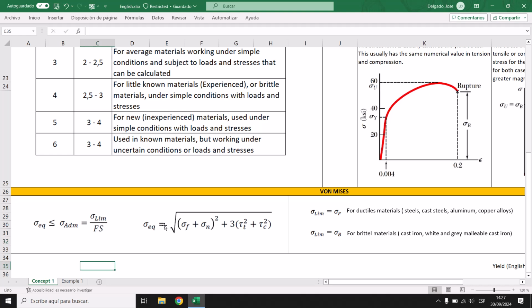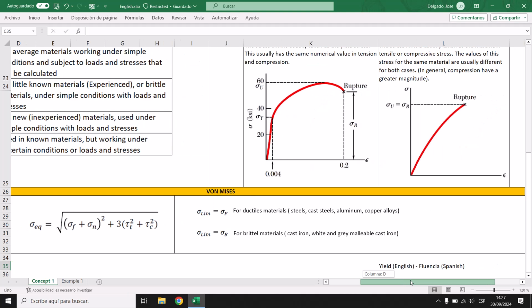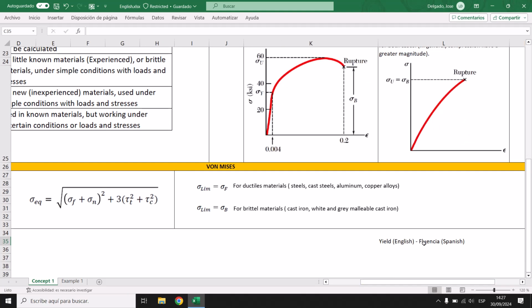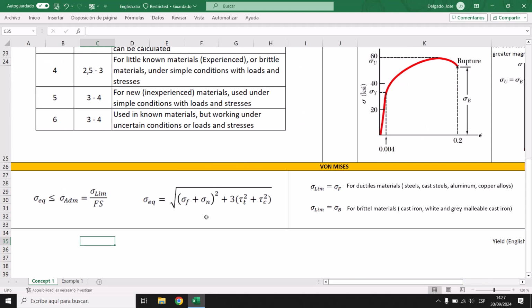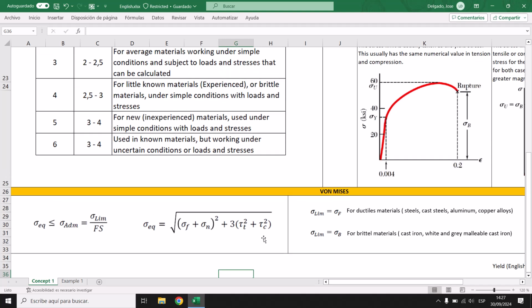And von Mises also told us that the equivalent stress is the square root of, well, this is our normal stress. For us, this F, in English is yield, in Spanish is fluencia. So this F is fluencia, for us it should be yield, the yield stress. This is the torque stress and the shear stress. Okay, so this is the formula of this.